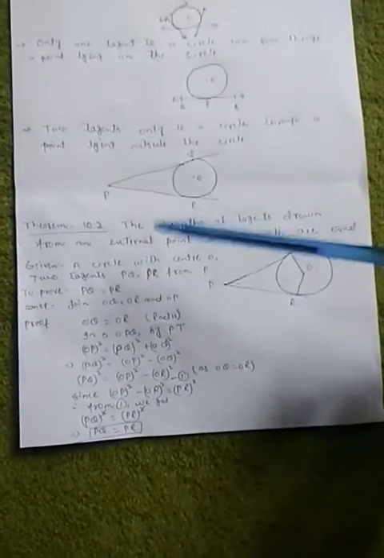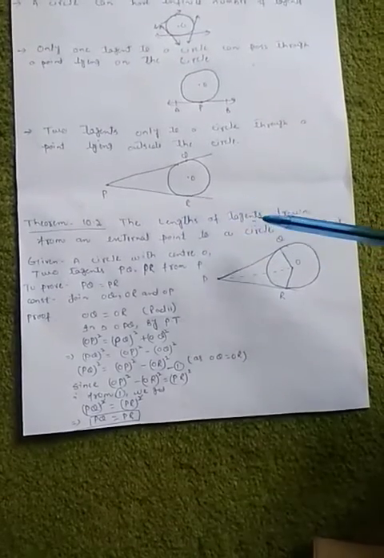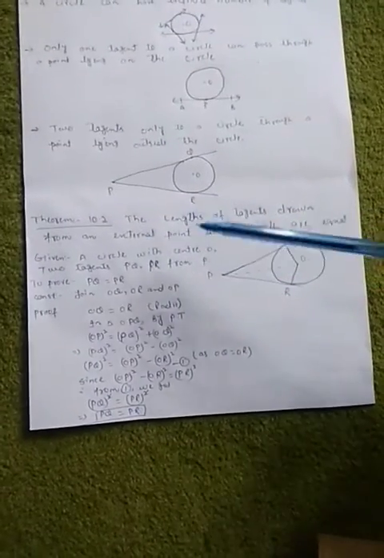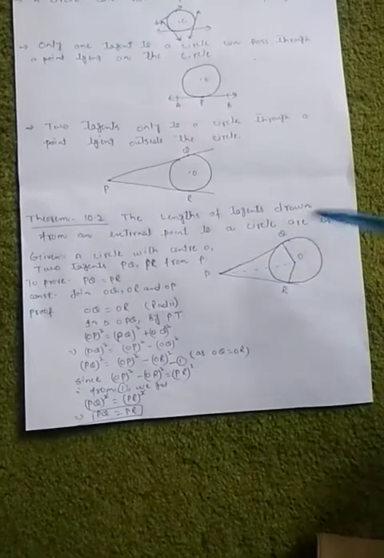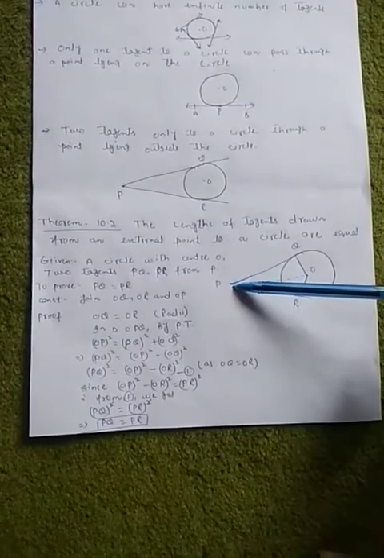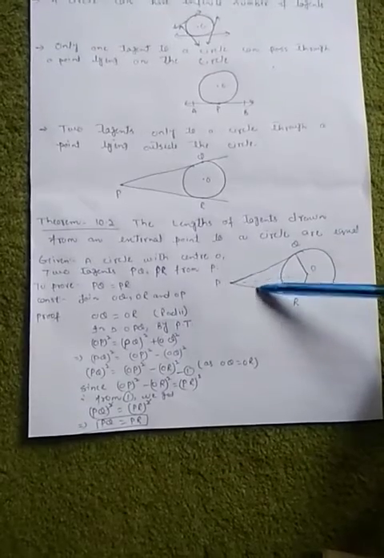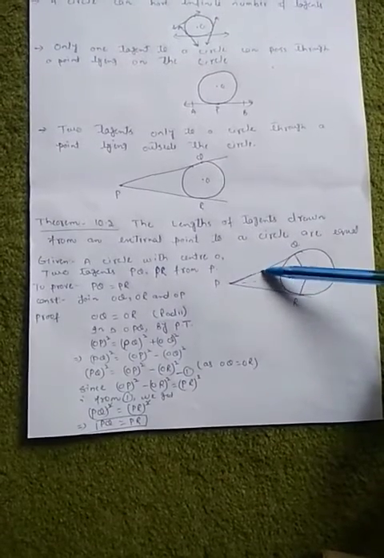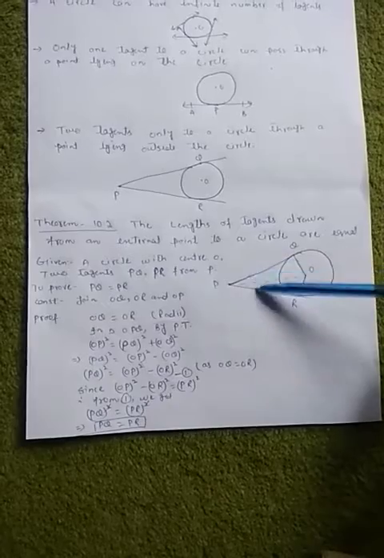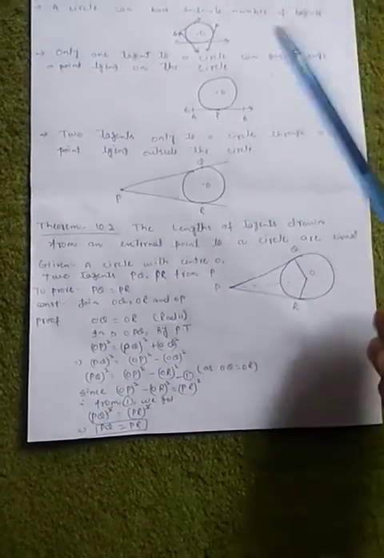Now the important theorem regarding this tangent, that is theorem 10.2. That theorem is: the lengths of tangents drawn from an external point to a circle are equal. That is, we have to prove the tangents drawn from an external point. How many tangents can we draw from an external point? That's 2, we know that, but we have to prove that these 2 tangents are equal in length when they are drawn from the same point, and that point lies outside of a circle. That's what we are given.